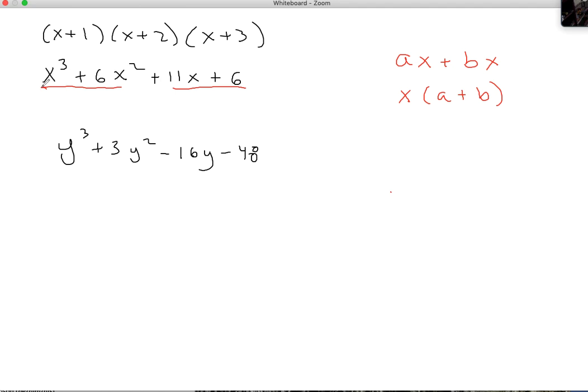Here, if I took out an x squared, I'd have an x plus 6. That doesn't even have a common factor. So most of the time, factoring by grouping fails, which is something I should probably start off with there.